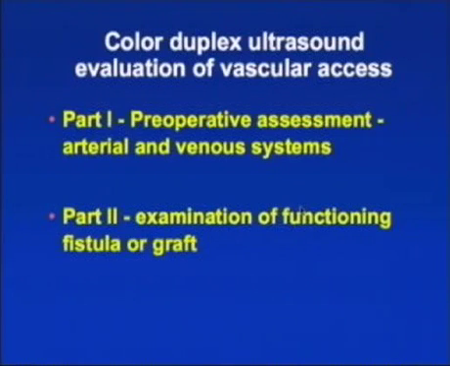Now the colored duplex evaluation of the grafts consists of two parts. One part is the preoperative assessment. This will entail evaluating the arterial and the venous system. Part 2 involves examination of the functioning fistula or bypass graft, and this occurs after the graft is being used, after the maturation period.